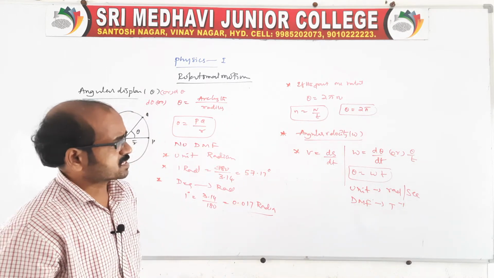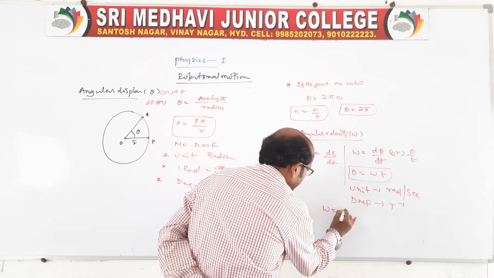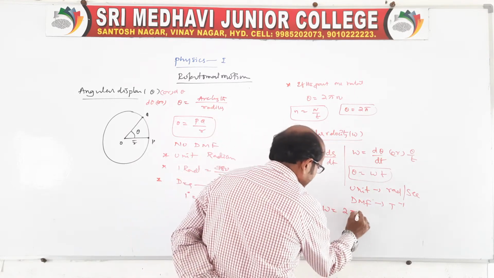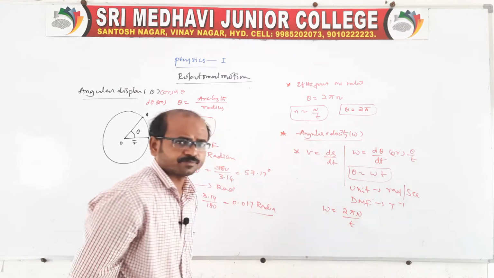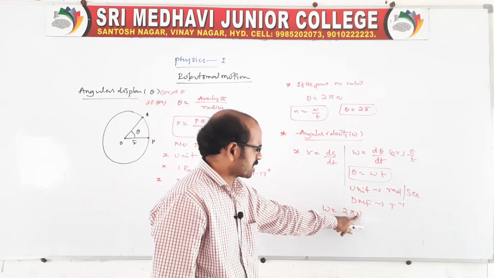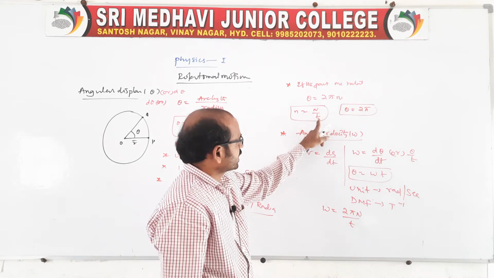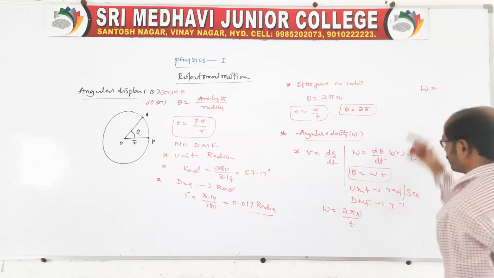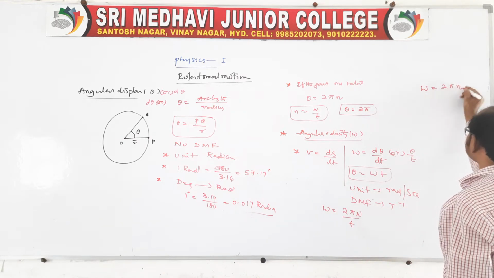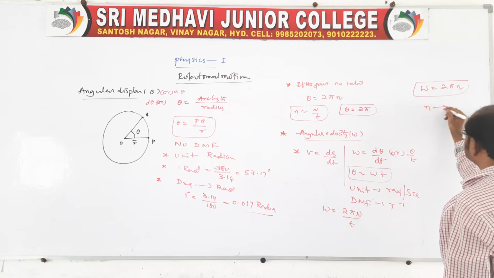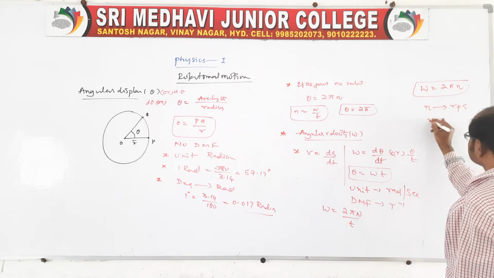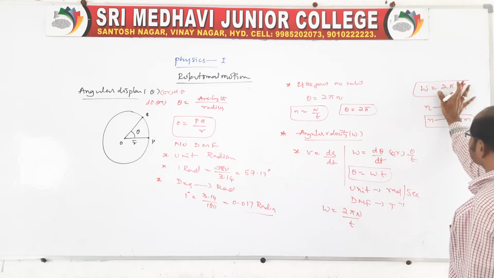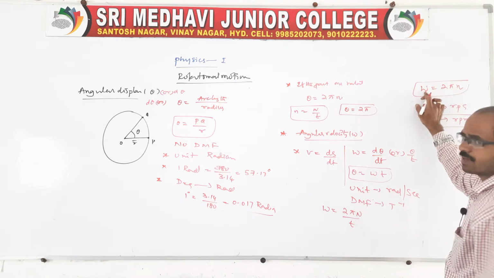So omega, if a particle completes n number of rotations, is capital N by t, where capital N is the number of rotations. Theta is 2 pi n, so omega is equal to 2 pi small n. Sometimes you may be given RPS, rotations per second, sometimes RPM, rotations per minute. So it depends on the situation how we should find the omega value.